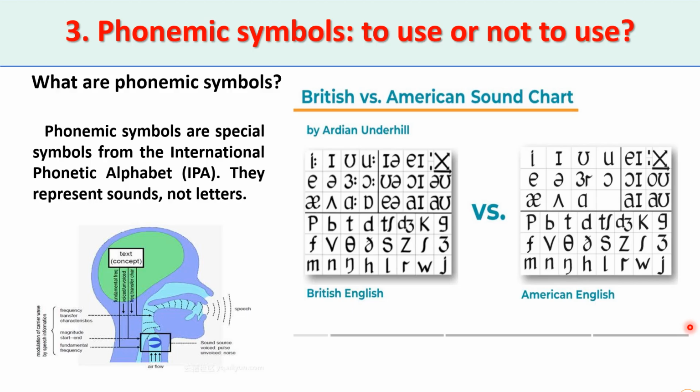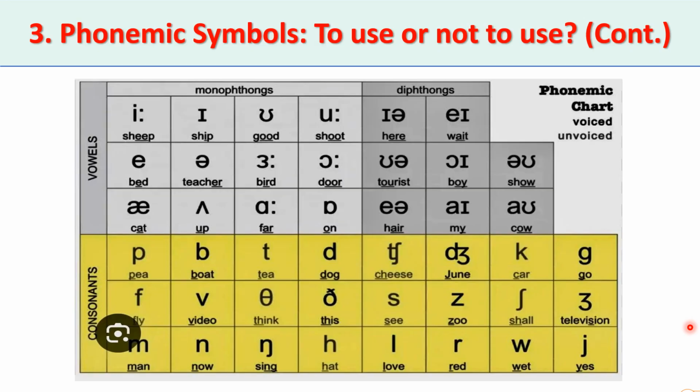Next slide. Same thing with monophthongs and diphthongs. A monophthong is one vowel sound, and a diphthong is two vowel sounds that combine to create another sound. For example, here, "sheep." And consonants like p, b, t, d, ch, etcetera.